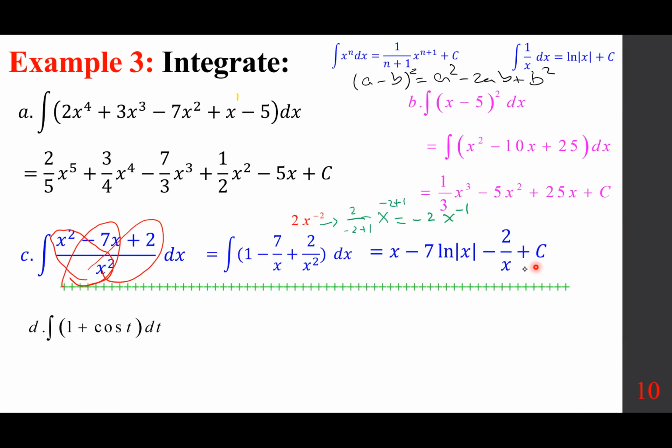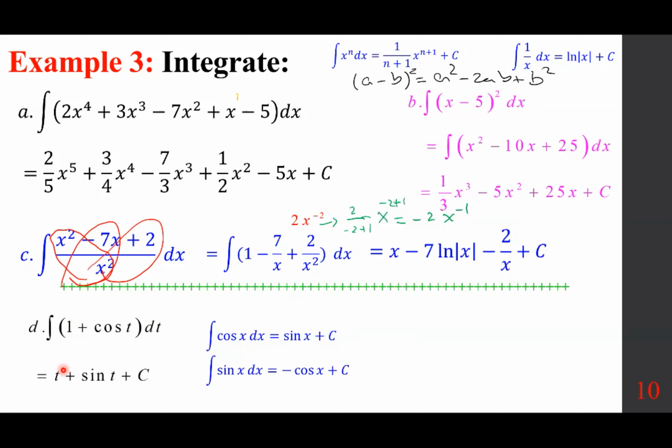Well, let's remind everybody the integral of cosine is sine. The integral of sine is negative cosine. Since this is cosine, the integral is sine. However, pay attention to the fact that we are dealing with the variable t, not x. So 1 doesn't give you x, it gives you t. So t plus sine t and a constant. That's the thing you want to be careful of. If you don't use the proper variable, it will be wrong.